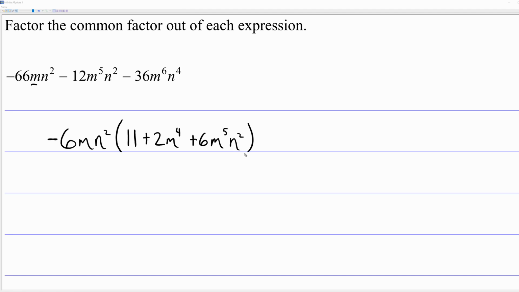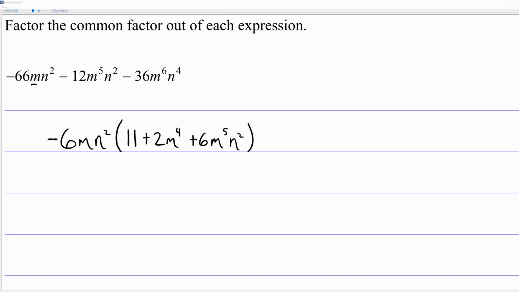And you might see why some people prefer to take out a negative common factor sometimes. If we had divided by +6mn squared, we'd have -11, -2, -6. We'd have a whole bunch of minus signs. And in some people's minds, it's a little prettier to have just one minus sign on the outside rather than 3 on the inside. And I think I agree. If I were doing this problem, I'd go ahead and factor out a -6mn squared as well.